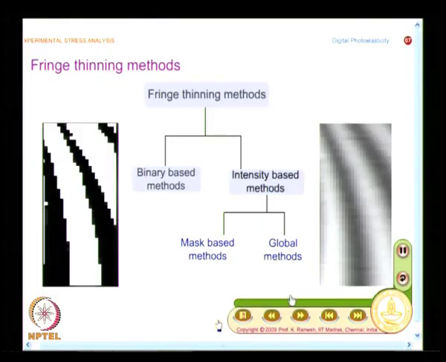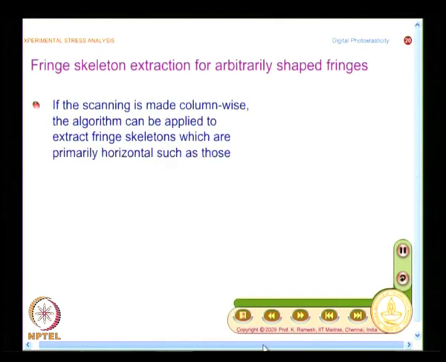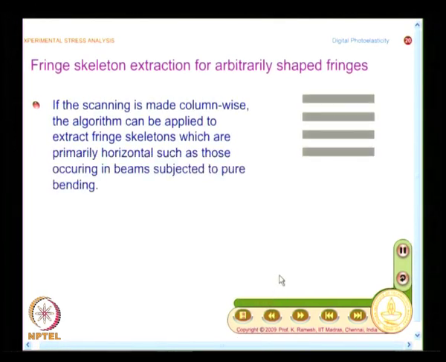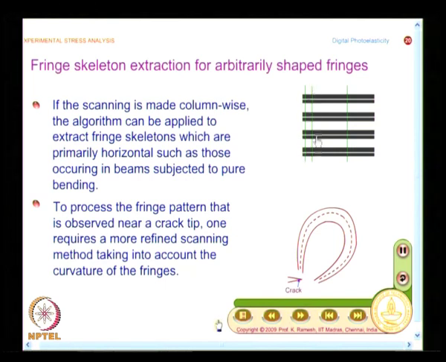And what we saw was, in the global methods, we took two simple examples. One is vertical fringes and horizontal fringes. Suppose I have horizontal fringes like in a beam, I can develop a scanning methodology which is perpendicular to the fringe areas. It will automatically pick out the minimum intensity. So, when you join them, you will get a fringe skeleton.